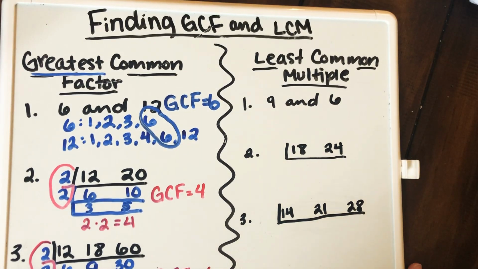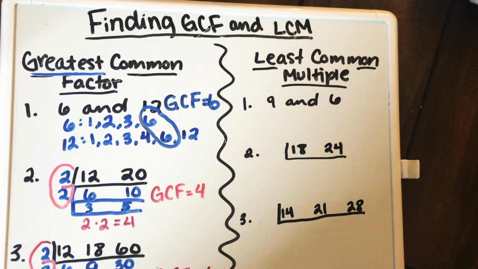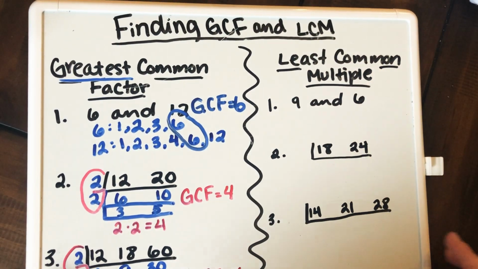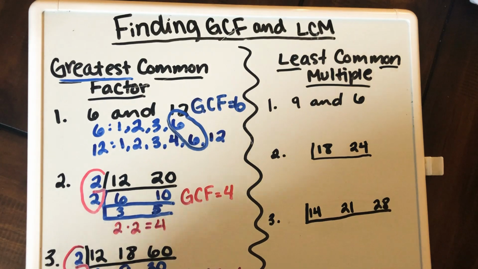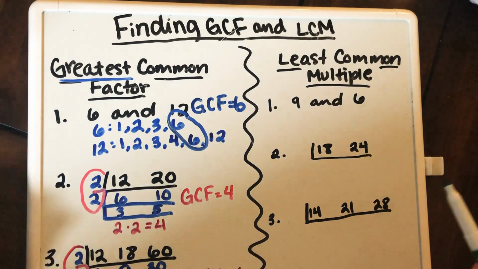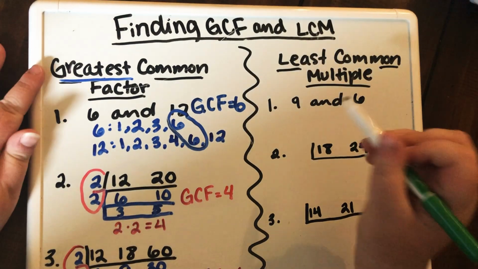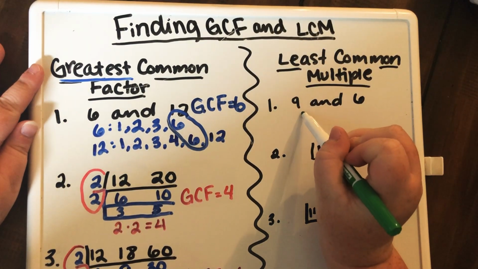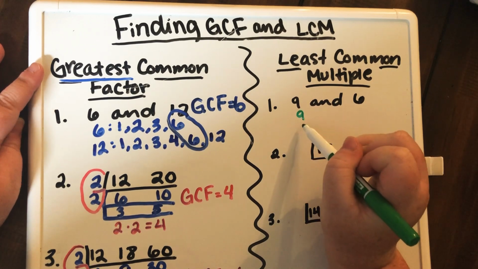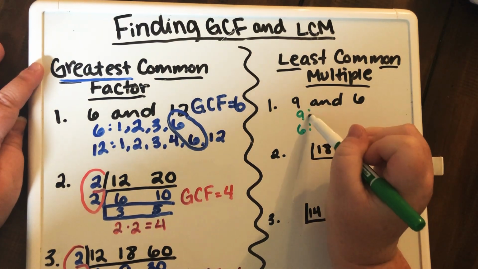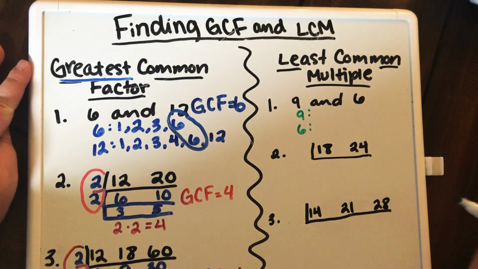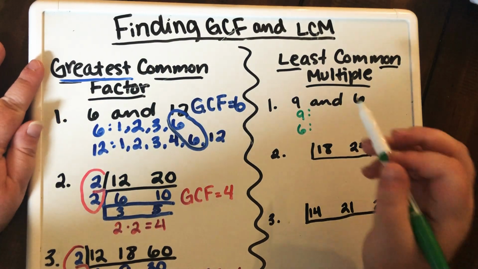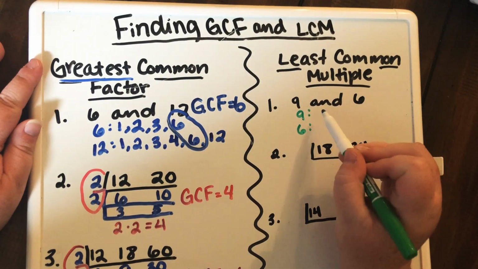So you can see LCM. LCM is very, very similar to GCF. It's the same process, except for instead of listing out factors, we're actually going to list out multiples. But you're going to start the same way. 9 and 6 with our little colons. Again, like I said, just start thinking about your multiplication facts. That's how you can list out your multiples.